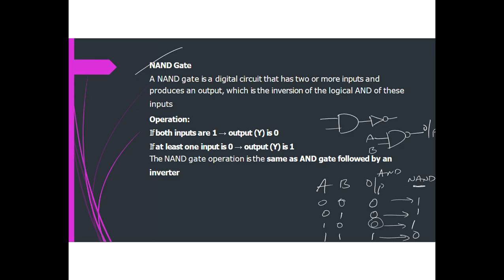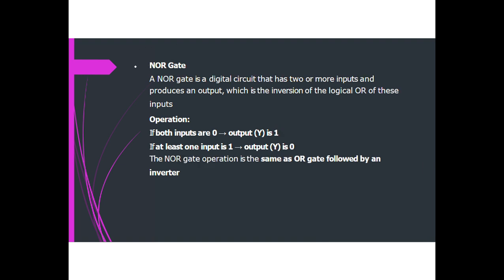So how are we going to write it: if both the inputs are 1, our output will become 0. If at least one of the inputs is 0, our output is going to be 1. The NAND gate operation is the same as the AND gate followed by an inverter, meaning the AND gate output is connected to the input of the inverter, so the NOT gate output is our NAND gate output.